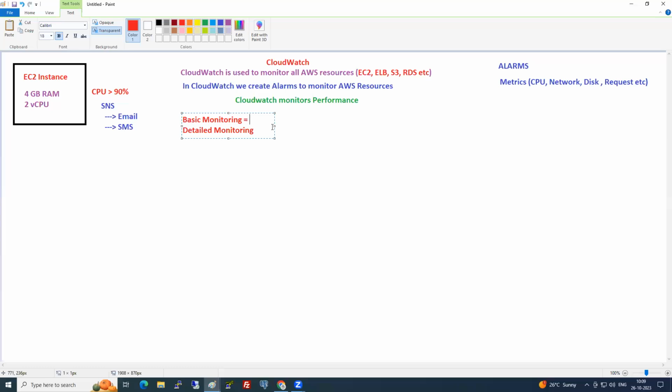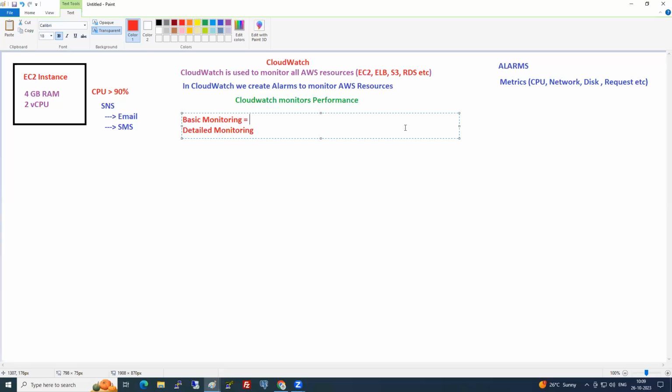So basic monitoring means, in your laptop also, if you go to the taskbar, you will get a CPU utilization and memory utilization graph, no? Let's say, for example, your CPU utilization is 70%. Next, the graph will come down and go down, right? What is the time interval here?